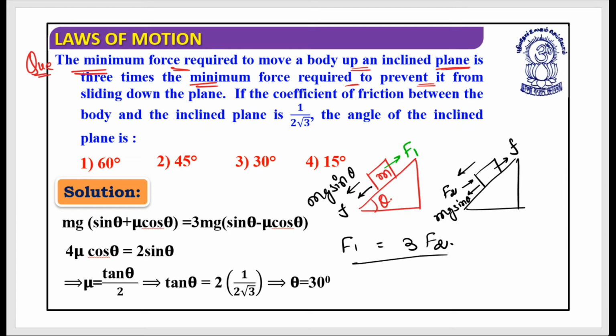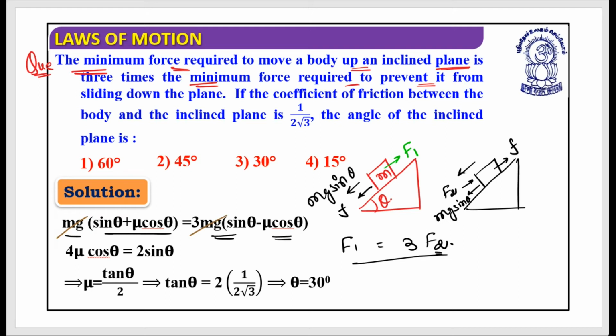Now, according to the diagram, I can have F1 equal to mg into bracket sin theta plus mu cos theta, and F2 plus friction is equal to mg sin theta. So F2 is equal to mg sin theta minus friction, which is mu mg cos theta. So we have this relation. It says F1 is equal to 3F2. This mg and mg can be cancelled out.